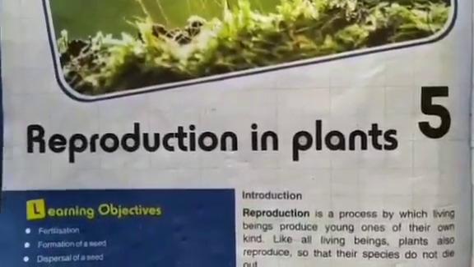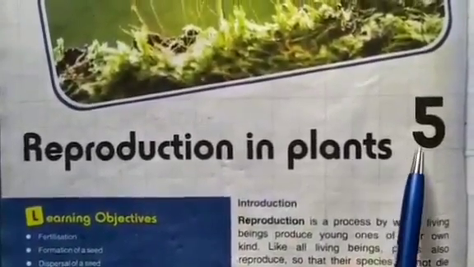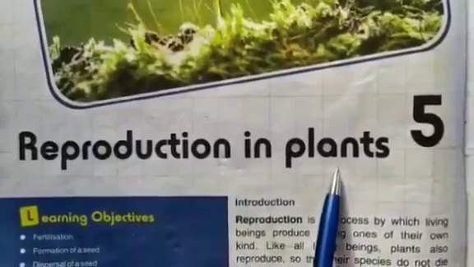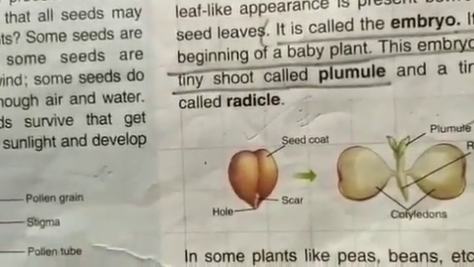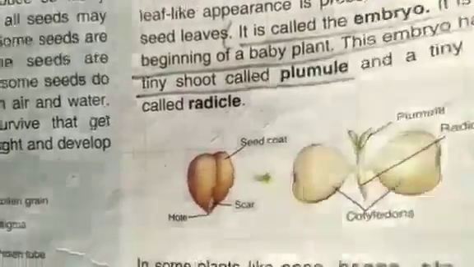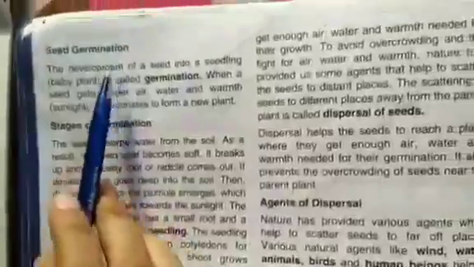Good morning students. In my previous video of General Science chapter 5, Reproduction in Plants, we discussed the parts of a seed, that are seed coat, cotyledons and embryo. Today we will learn more about seed germination and stages of germination.